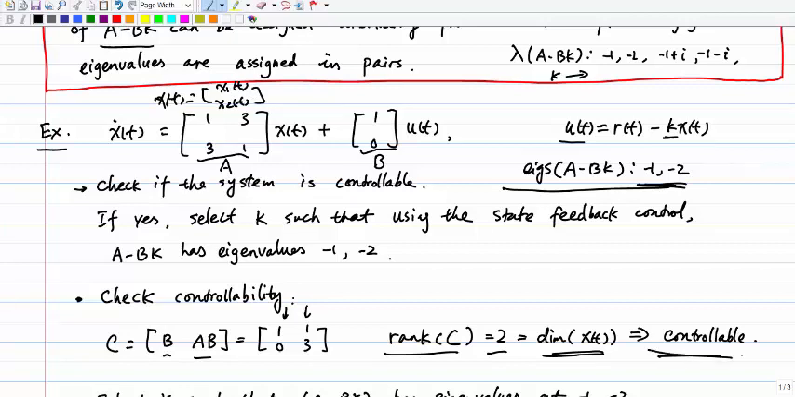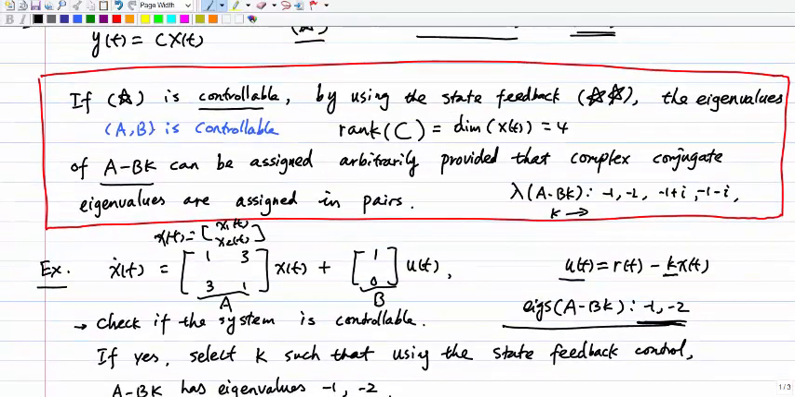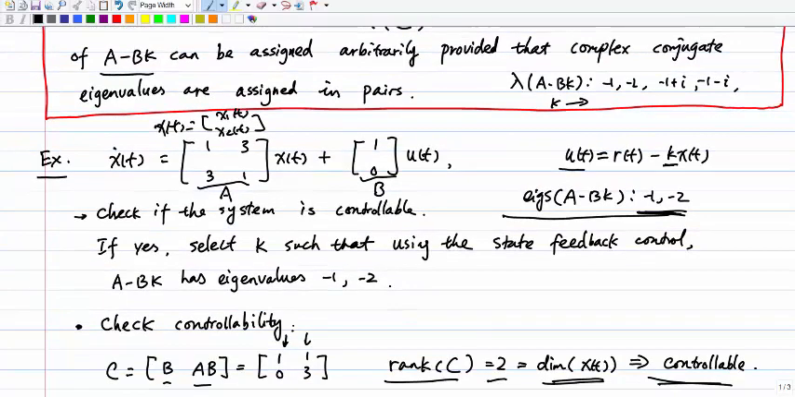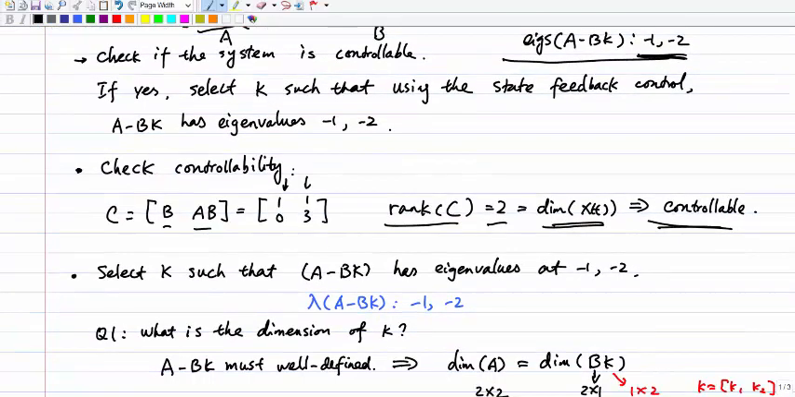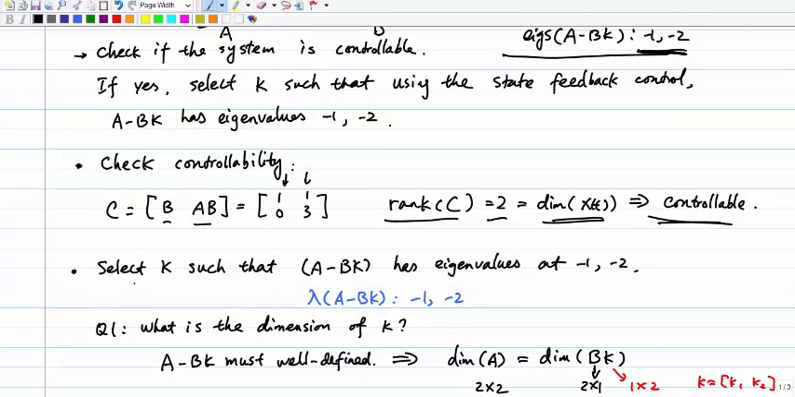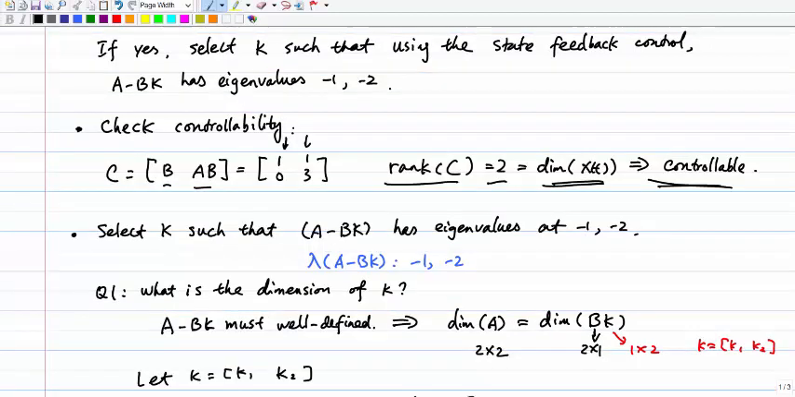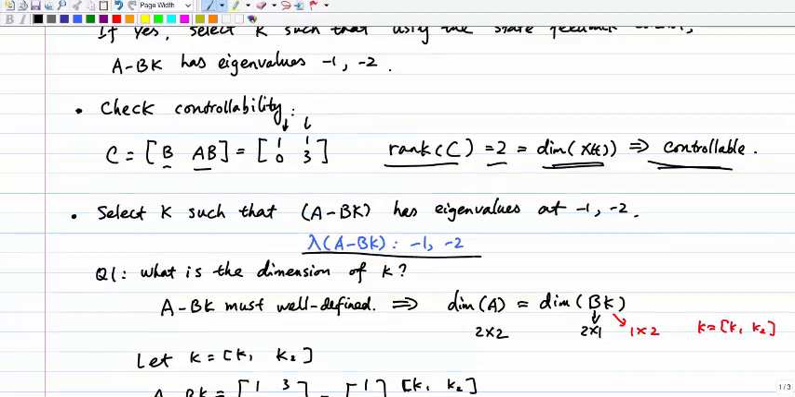If that's the case, according to what I mentioned over here, if it's controllable, I can definitely find a control parameter k such that the eigenvalues of A minus BK are whatever values I want to design. For example, here it is -1, -2. The question is, how do I find this k? So the second step: I want to select k such that A minus BK has eigenvalues at -1, -2. Meaning that I want this to be true.